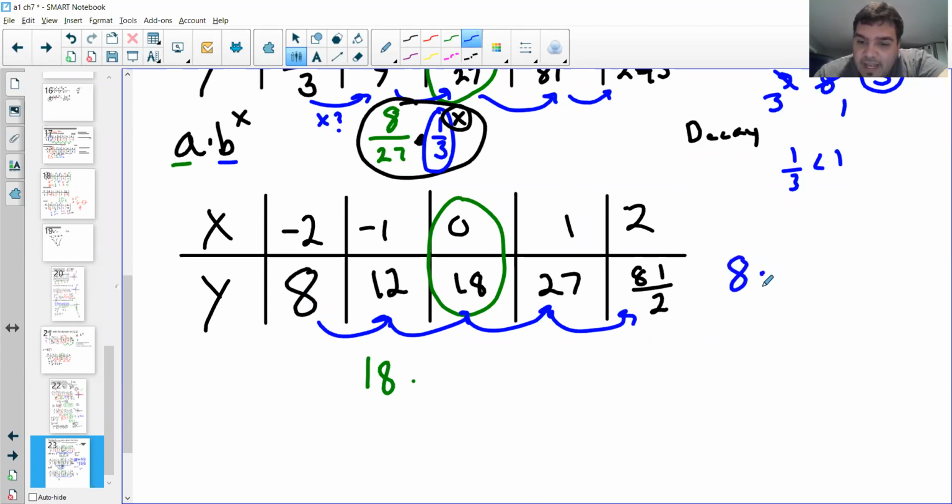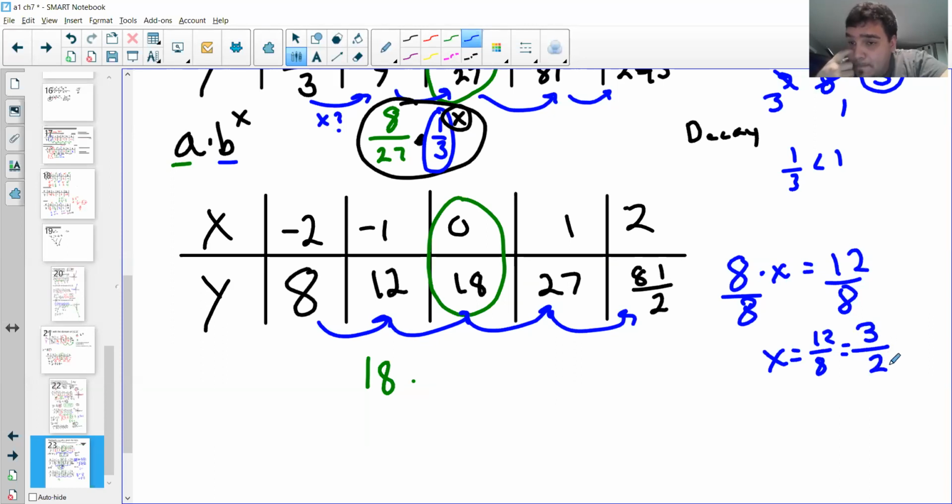So 8 times some mystery number, I don't know what that number is, equals 12. 8 times x equals 12. If I divide by 8 on both sides, I'm left with x equals 12/8. Somebody help me, what's the simplification of 12/8? 1.5. I'm going to leave it as 3/2 as a fraction, but if you change it to 1.5, you'll still get full credit.